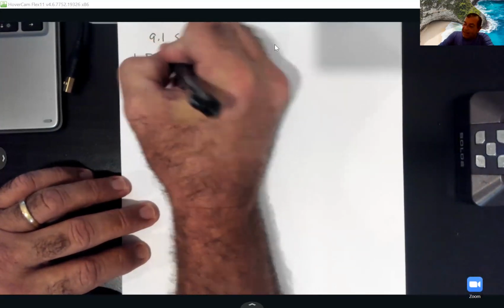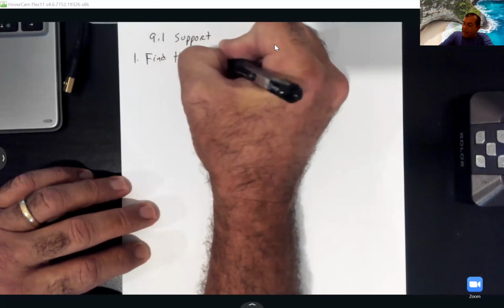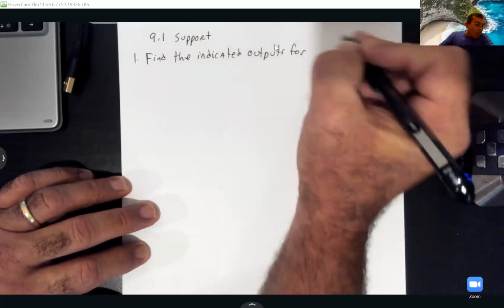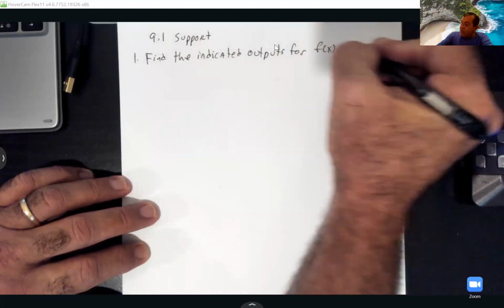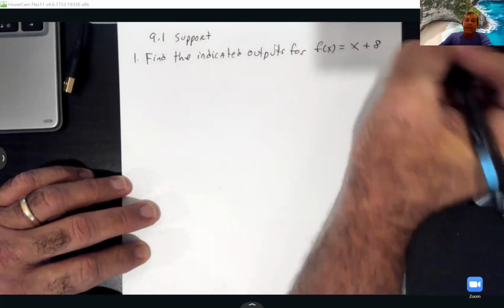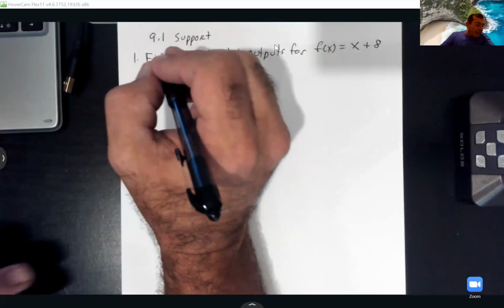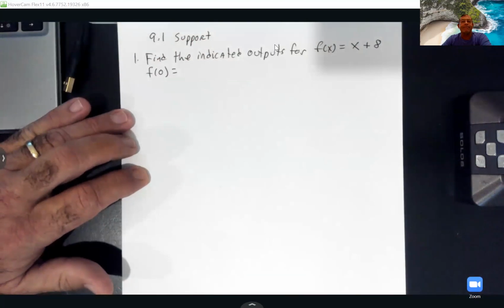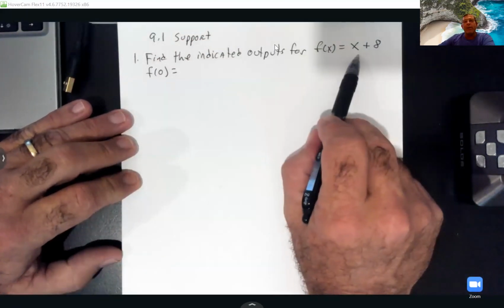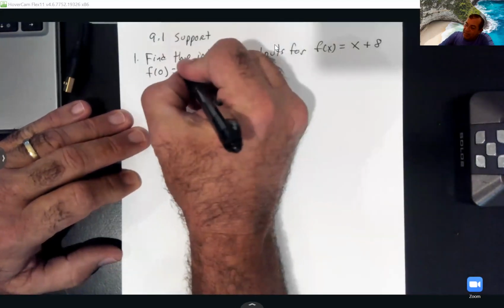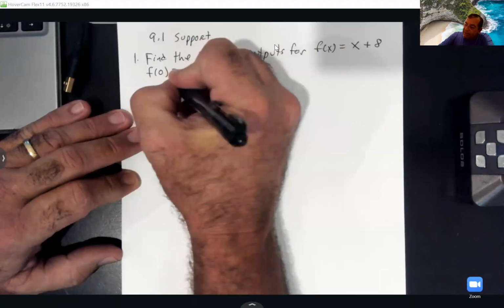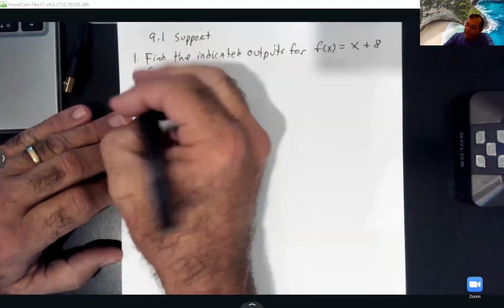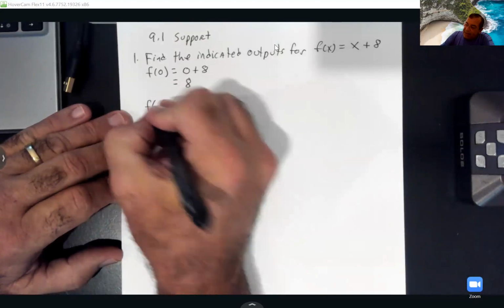So on this one, it says find the indicated outputs for f of x equals x plus 8. So for my first one, they want f of 0. So remember, f of 0 just wants me to put a 0 in for the x. So that's going to give me a 0 plus 8. Well, y'all, 0 plus 8 gives us an 8. Then it says, hey, find me f of 3.